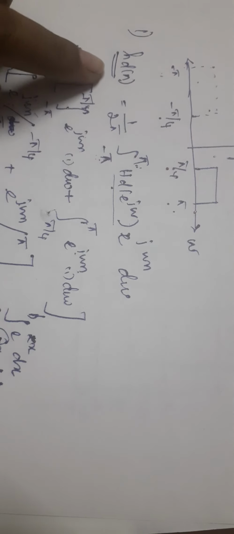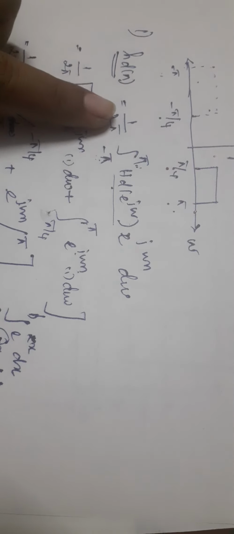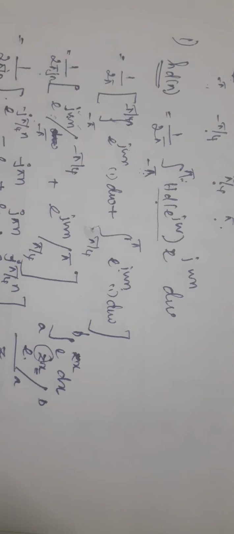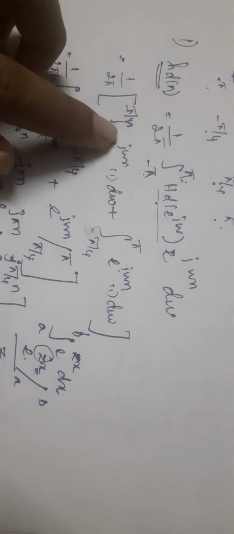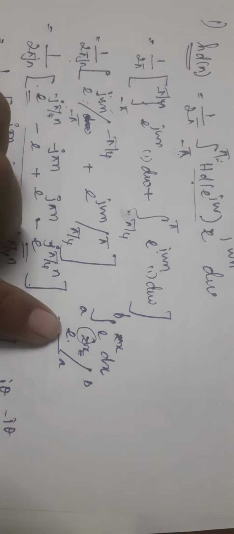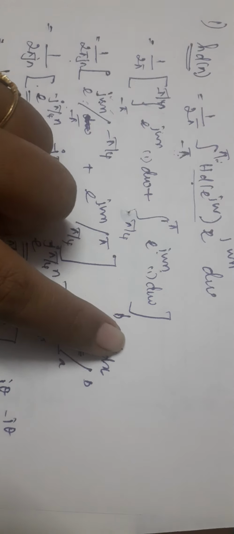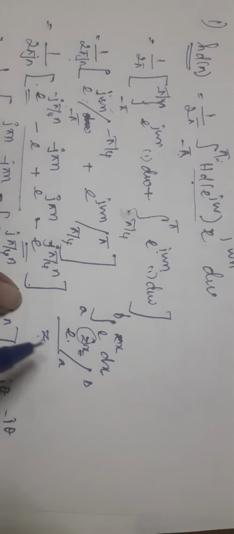Okay, so we have to find hd of n. Hd of n by using the formula 1 by 2 pi integration of minus pi to pi hd of e power j omega into e power j omega n d omega. Okay, we have to solve like this. So solution, integration from a to b of e power zx, so e power zx divided by z, with the x values from a to b.